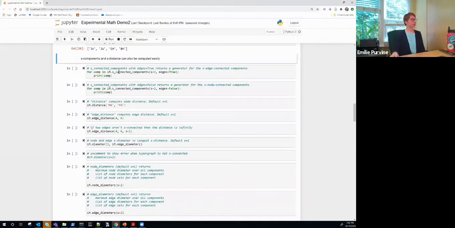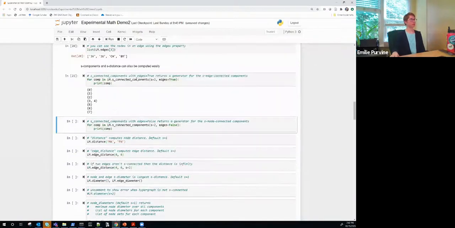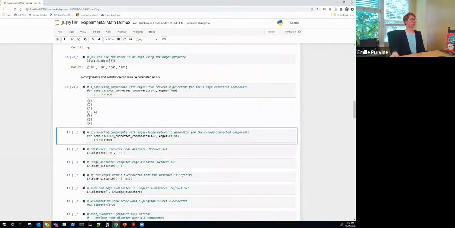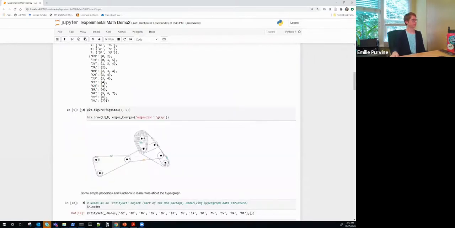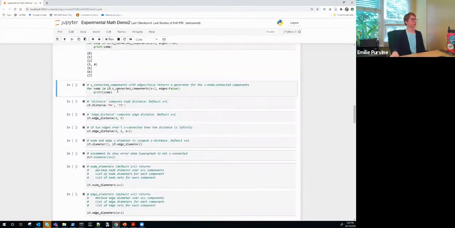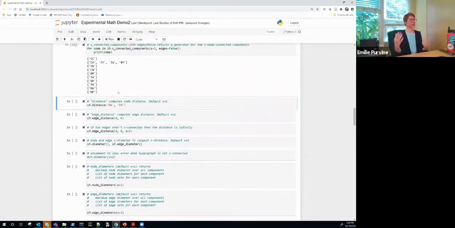So the s components and s distance can also be computed really easily. The components returns a generator. So I'm doing s equals 2 here on the edges. And so you can see that the 2 components of this hypergraph are mostly singleton edges, but one pair of edges, 3 and 4, which are these 2 edges up here. One is a subset of the other. Similarly, you can compute the vertex components. So this is on the vertex level now.